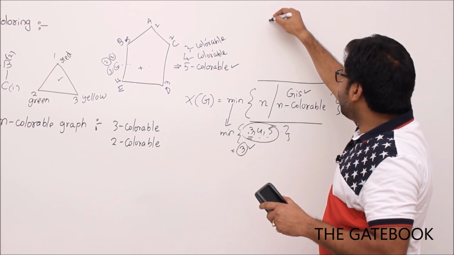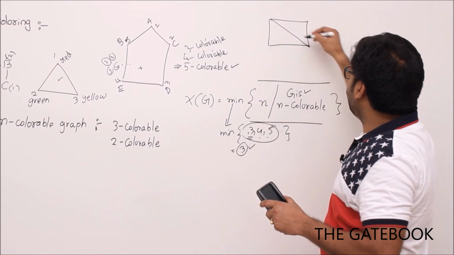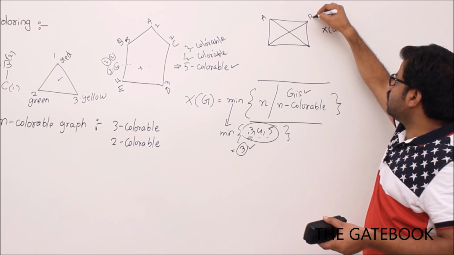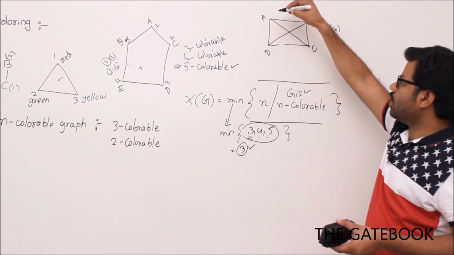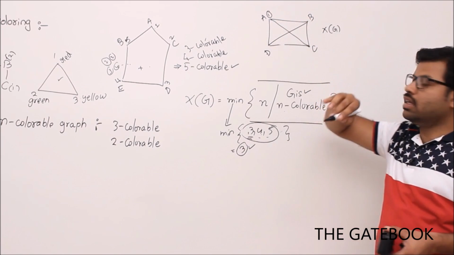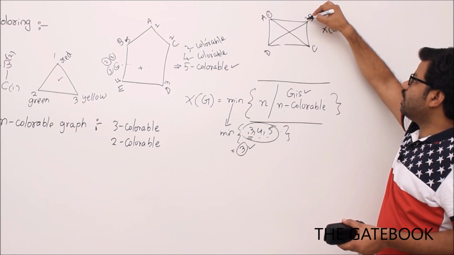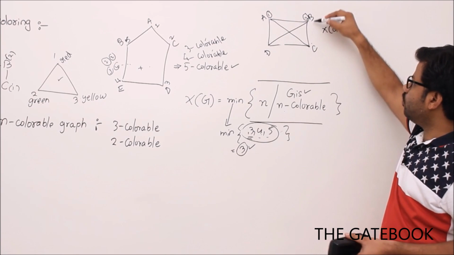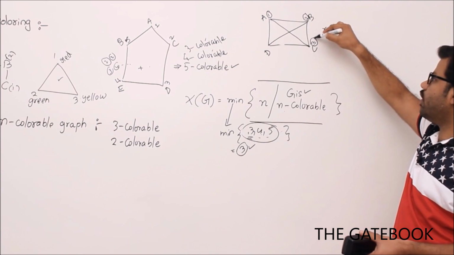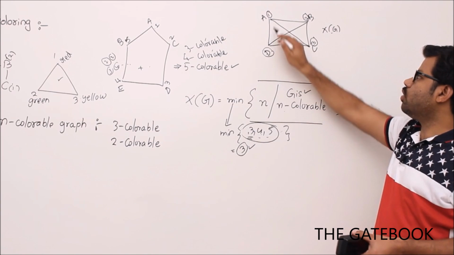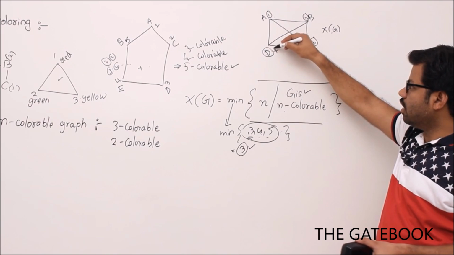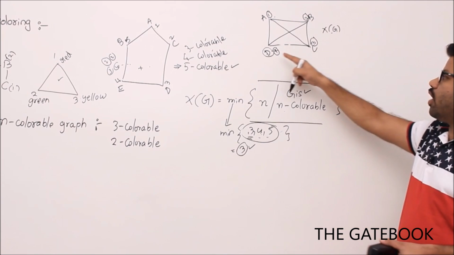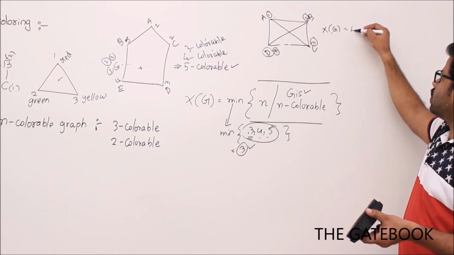Let me take a complete graph like this. What is the chromatic number of this graph? Let's see. This is A, this is B, this is C, this is D. I start here and give color number 1. Since B is adjacent to A, definitely we need a different color, 2. Then C is adjacent to A and B, so we can't share the color; we have to use a different color, 3. Now D is also adjacent to all the previous vertices, so it needs a different color, 4. Without 4 colors you can't color this graph. So the minimum value is 4, and 4 is sufficient. That's why the chromatic number of this graph is 4.